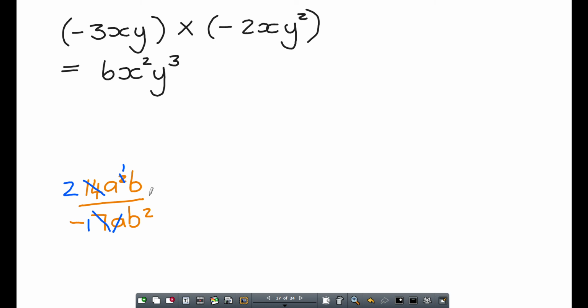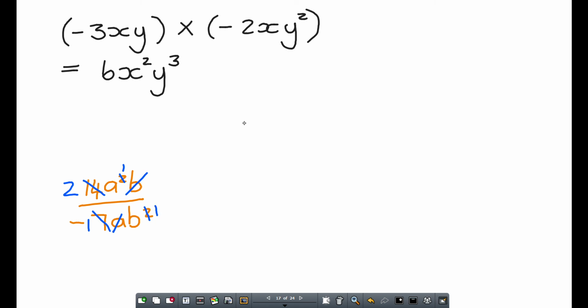Okay, let's look at the b's. I've got b, and then at the bottom, b squared. What can I take? Only b. Okay, so b at the top, which means that I can take only a b at the bottom. So that's going to become 1.